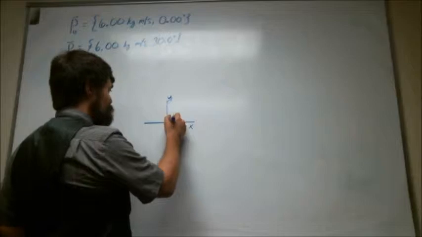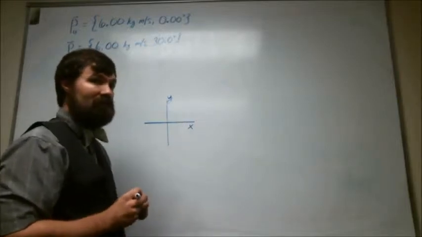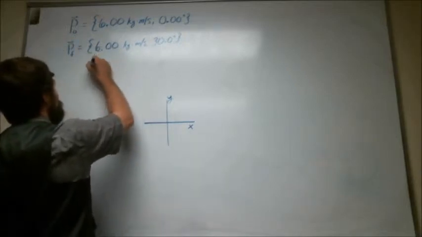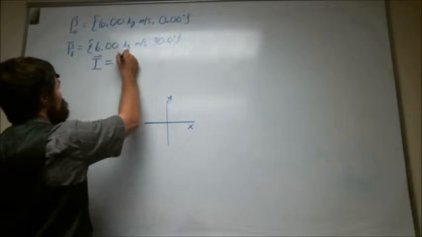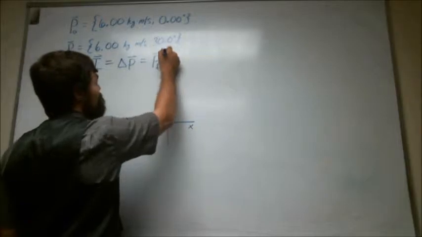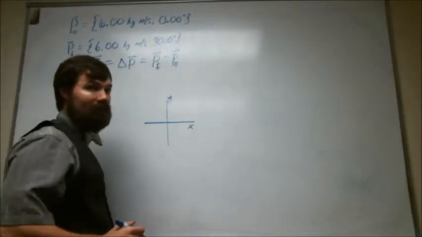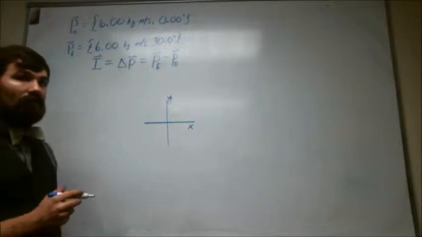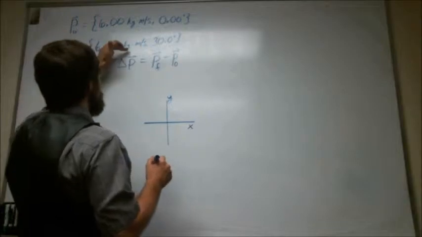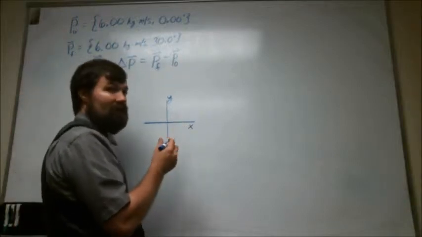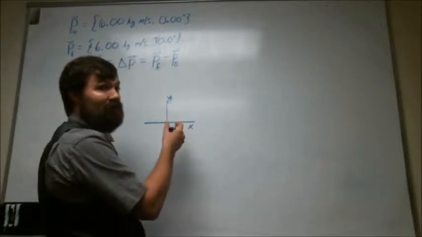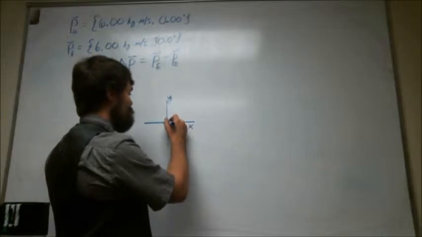And so we should draw out tip to tail. We want to figure out what is the impulse, which is the change in momentum, which is, of course, the final momentum minus the initial momentum. So we want to solve for the impulse. That means we should start by drawing this final momentum out. So we pick some scale, maybe 1 inch equals a kilogram meter per second. I'm going to pick an arbitrary scale and just do my best to sketch it.